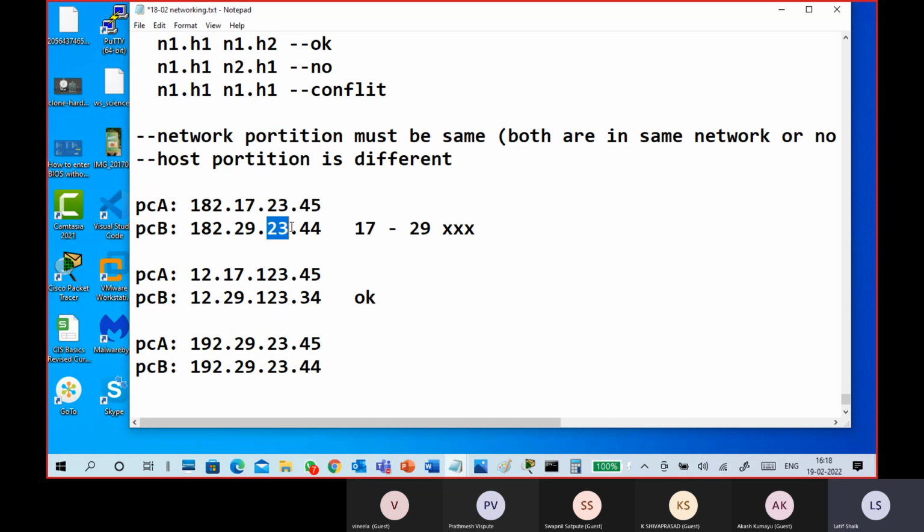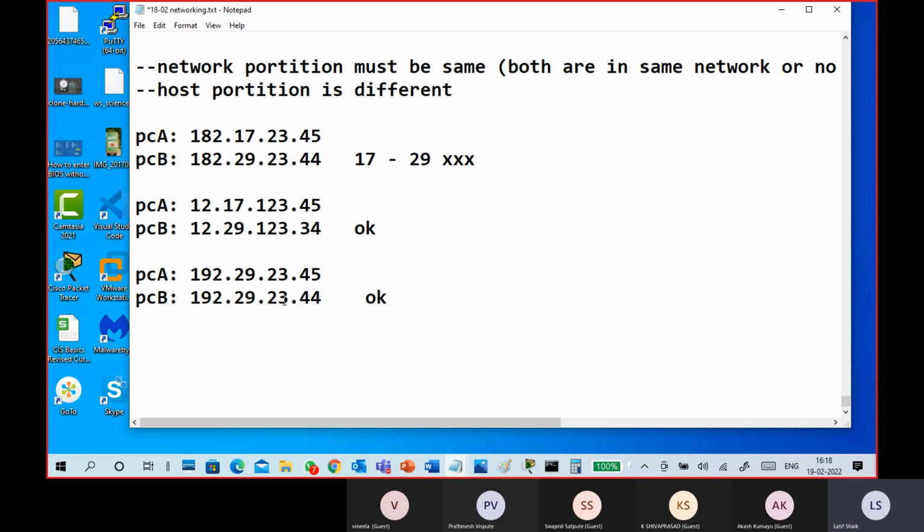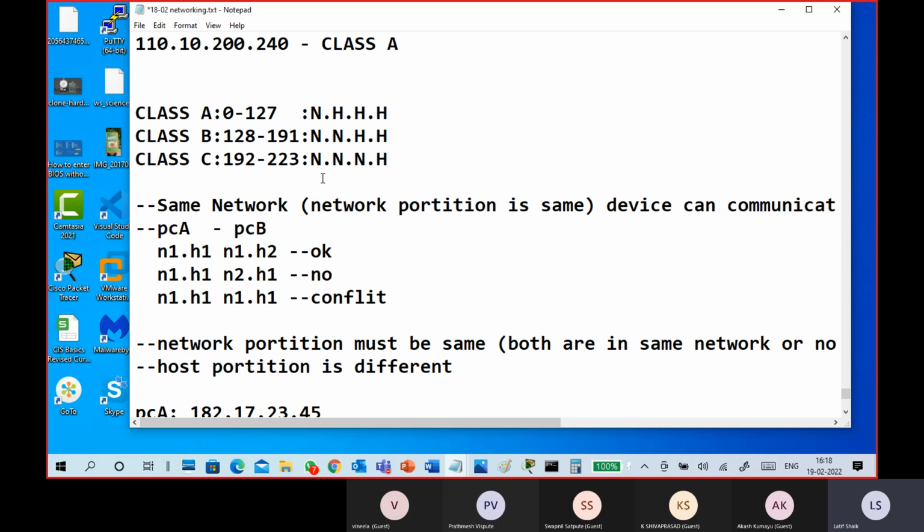See, here both are class B, and this is the host. Both are the same in the network portion and different here. But here, these both are the same, and it differs here and here also. At least one difference must be there. So class A: first portion, class B: first two portions, class C: first three portions. You must check it to know whether the devices can communicate with each other.